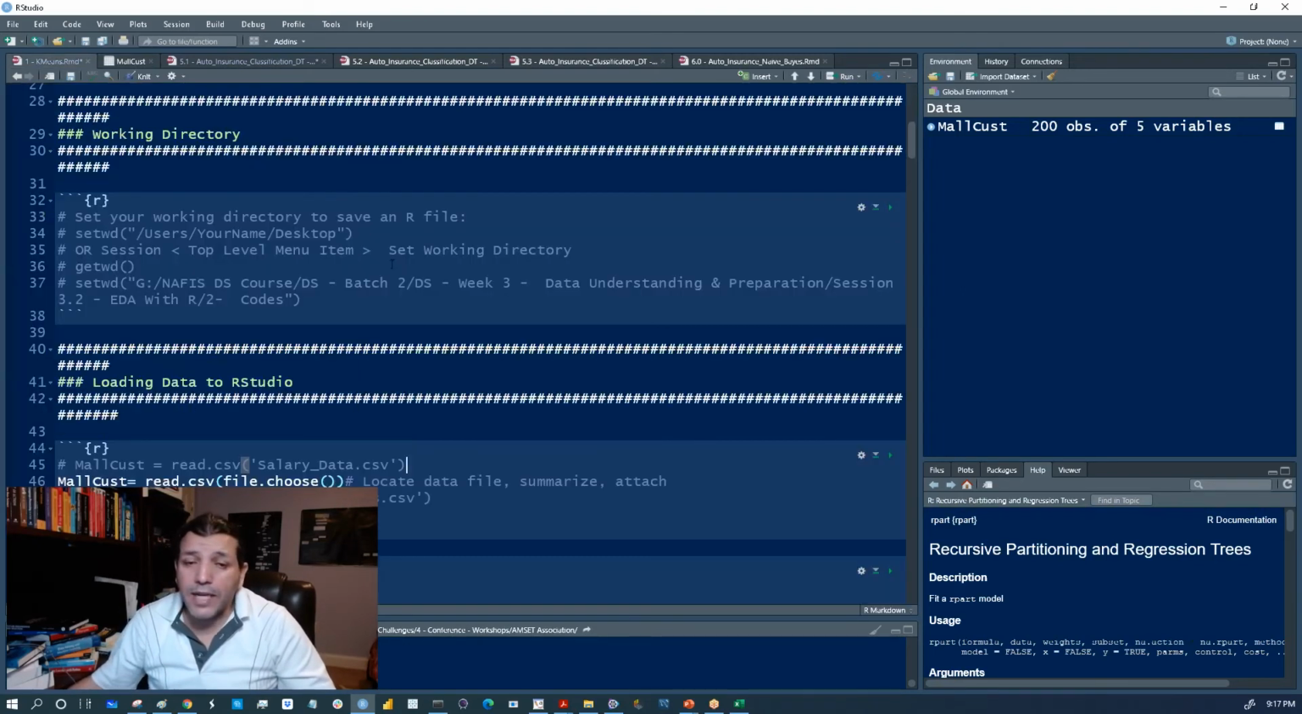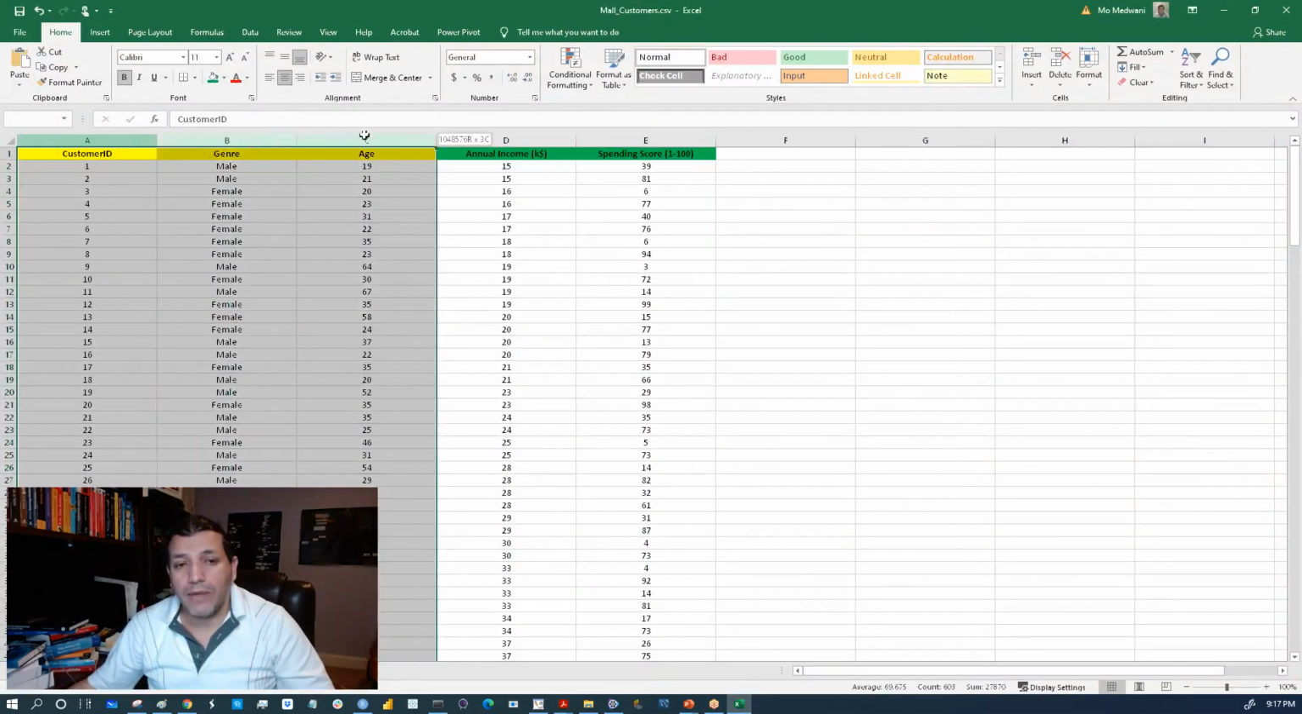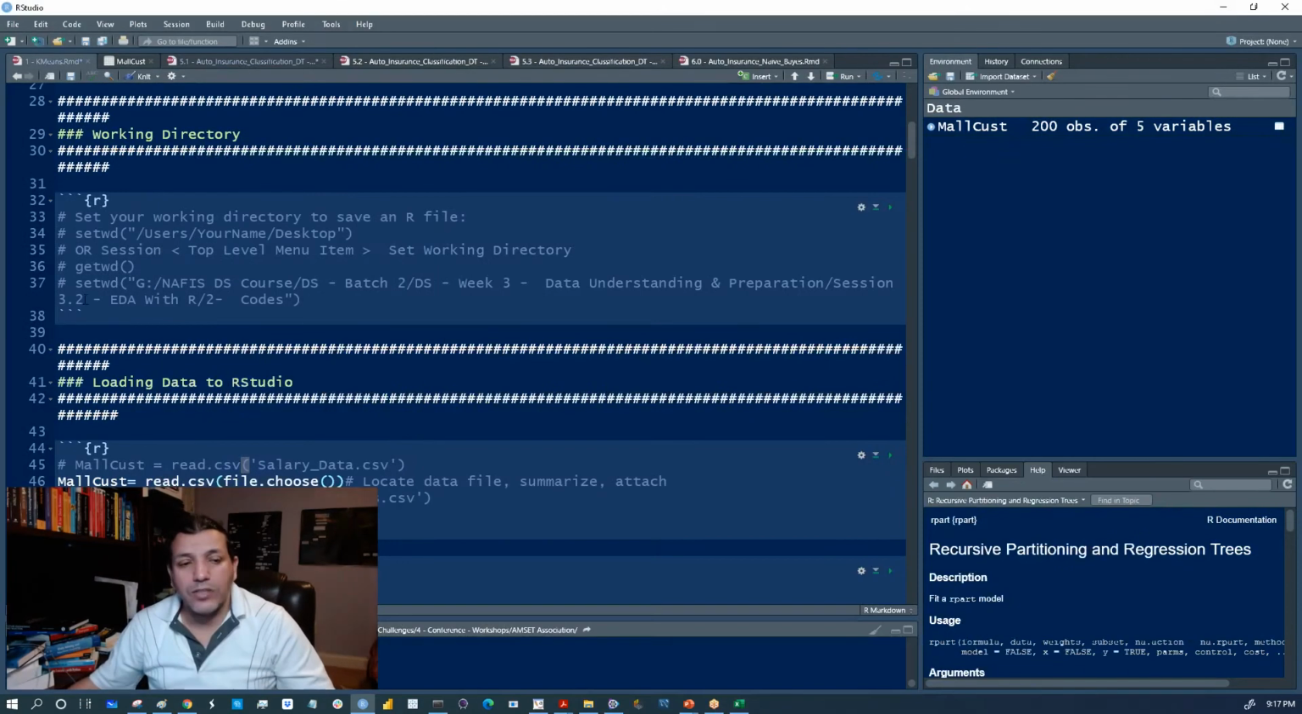After that, of course, we are not going to need all of these variables here. We are going to only need the annual income and spending, and that is what we are telling it here. We are telling it, please keep only.